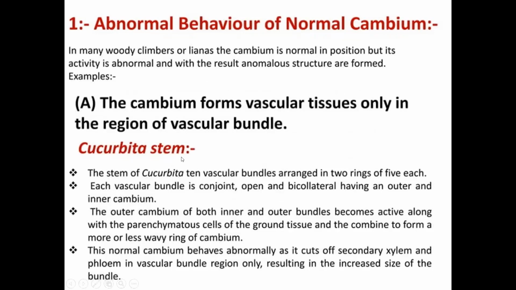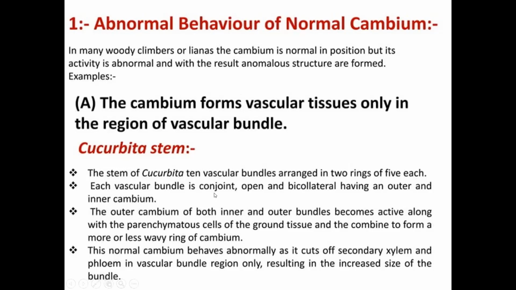In many woody climbers or lianas, the cambium is normal in position, but its activity is abnormal, and as a result anomalous structures are formed. An example is the cucurbita stem. In the cucurbita stem, 10 vascular bundles are present, arranged in 2 rings. That is, in each ring 5 vascular bundles are present.